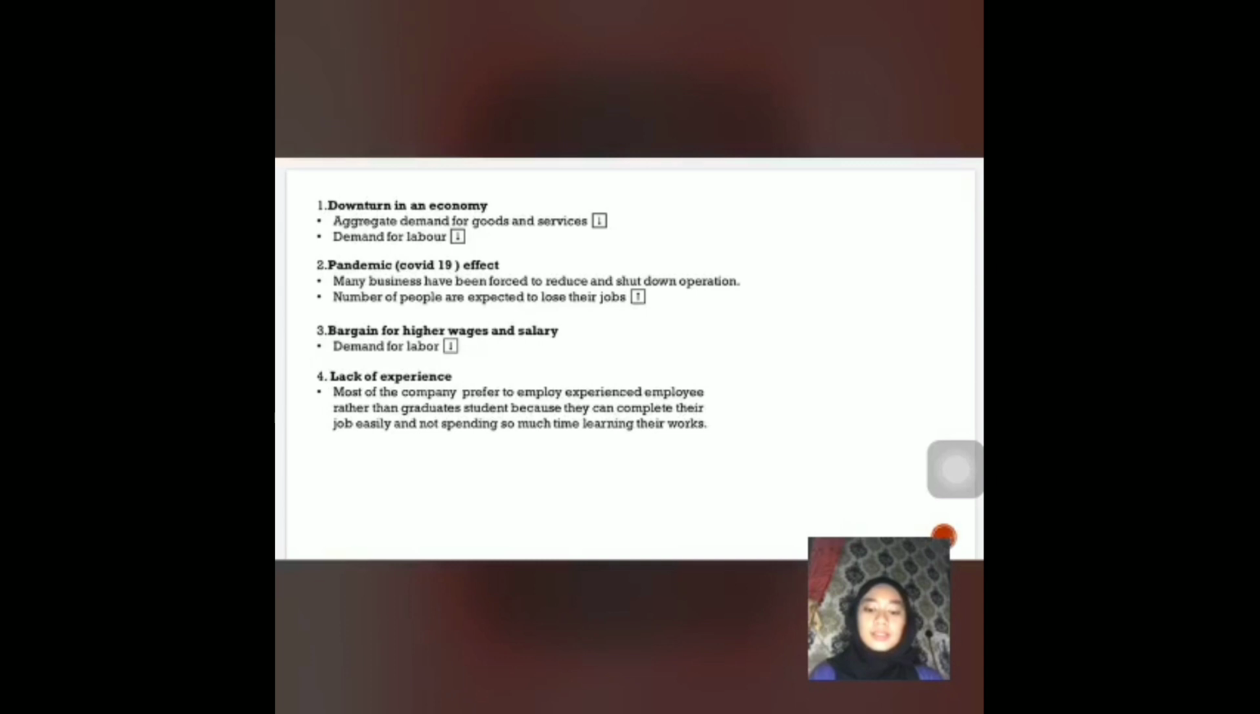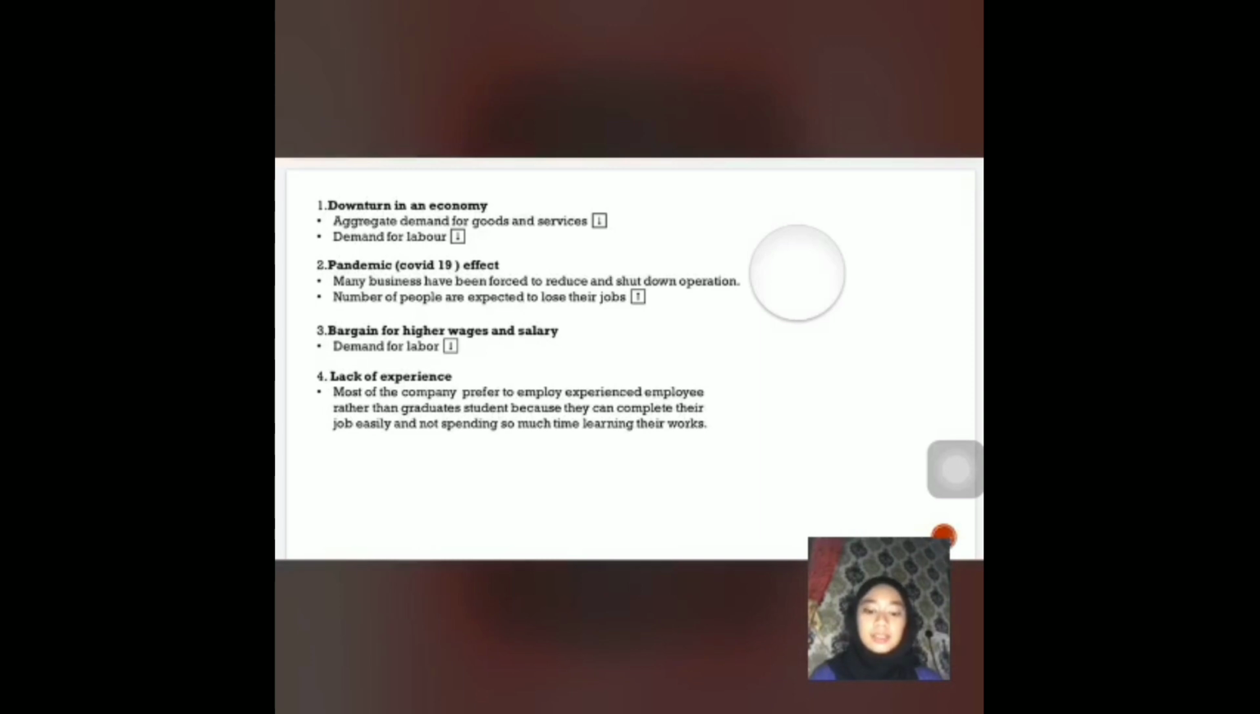The third reason is bargaining for higher wages and salaries. Since the rise in wages makes labor more expensive relative to capital, the firm will substitute capital for labor. This means that less labor will be used to produce whatever output the firm in the industry wants to sell. This situation will lead to a fall in the demand for labor.